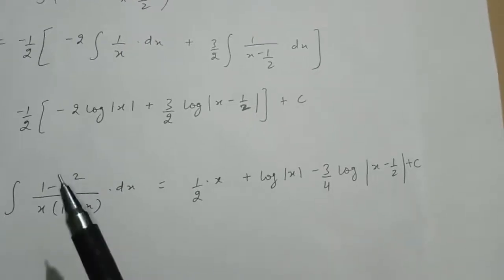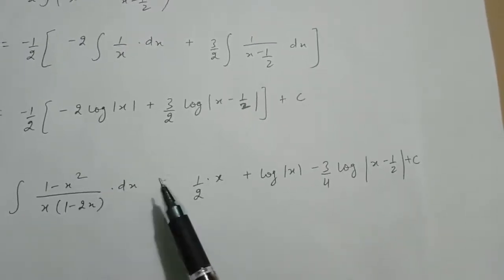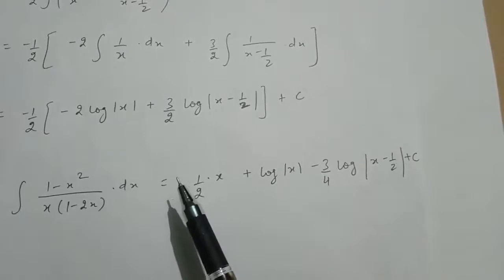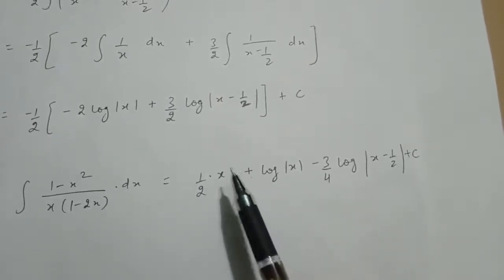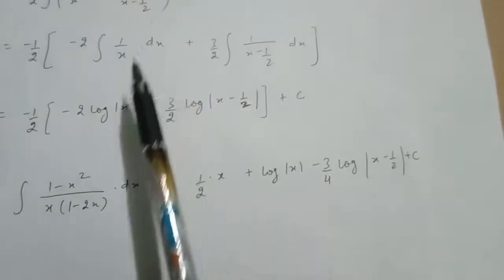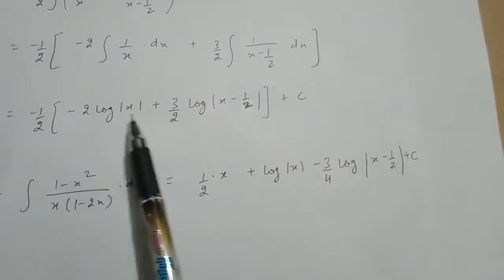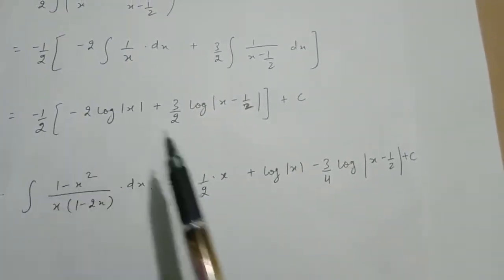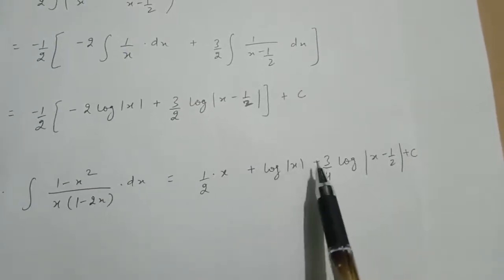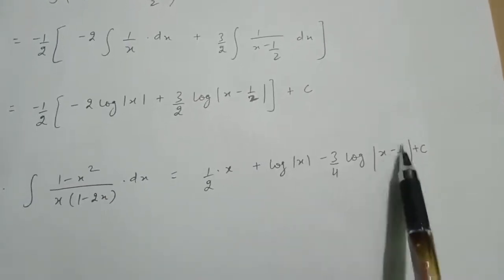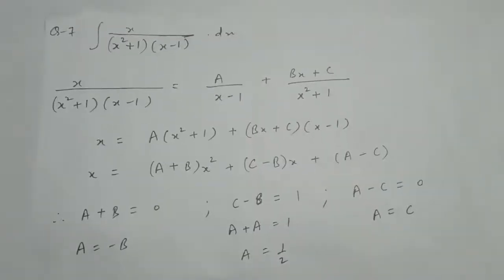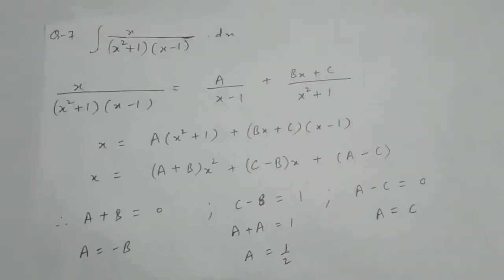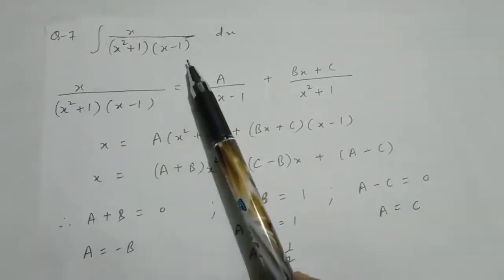So the integral of the given function will be the integral of 1 by 2, which is 1 by 2 into x, plus the integral of this function, which we got as this, which is log mod x minus 3 by 4 log mod (x minus 1 by 2) plus c. Now question number 7 is the integral of x upon (x square plus 1) into (x minus 1).